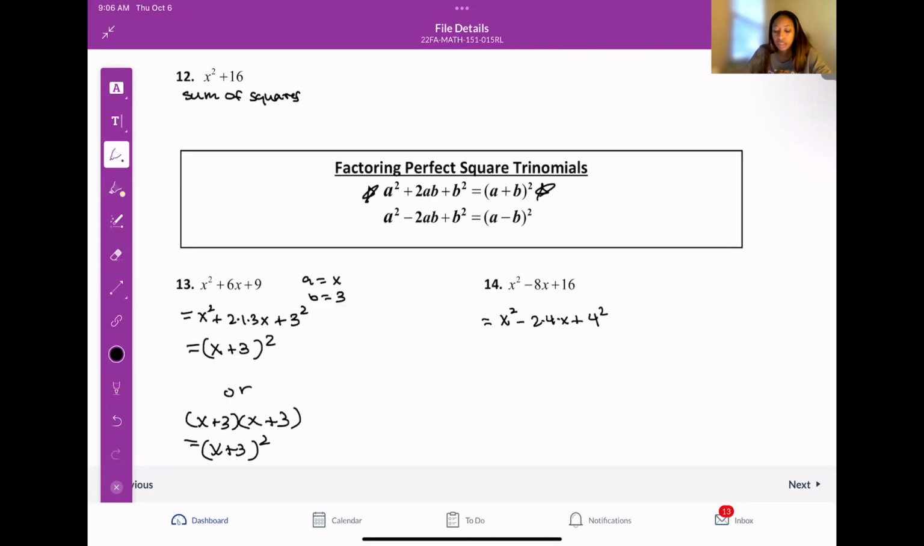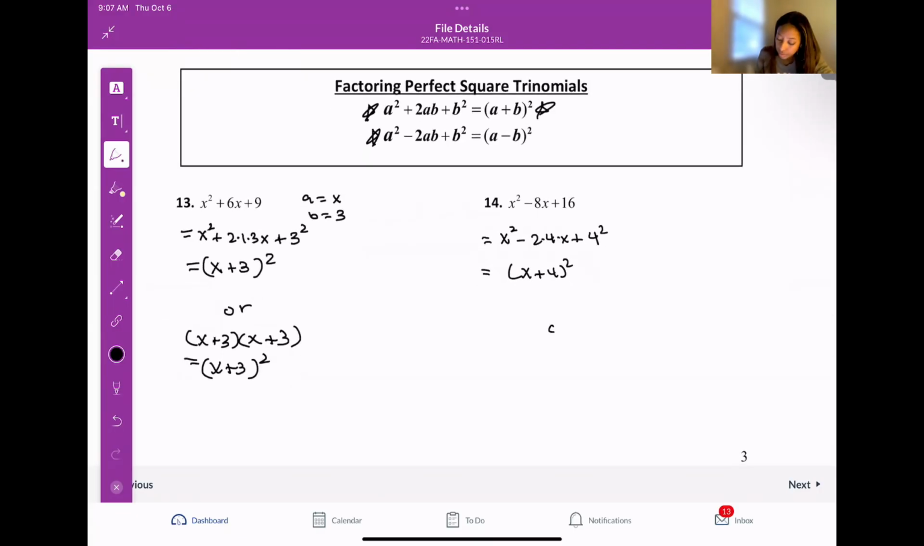Again, this one looks like our second option here. Our term in the middle is being subtracted. So we have a squared minus 2ab plus b squared. Then this will factor to, I'm sorry, x minus 4 all squared.